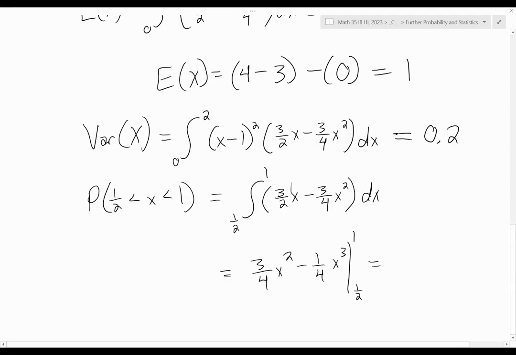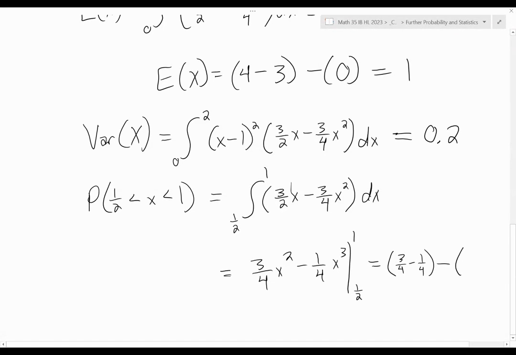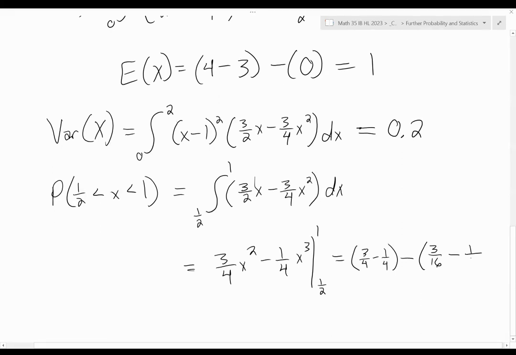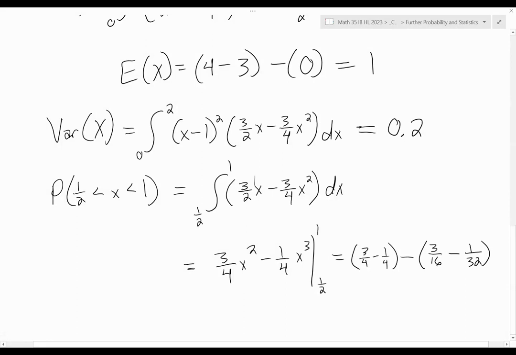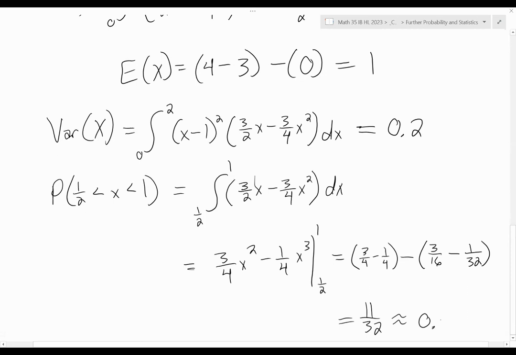I'm expecting to get a value between 0 and 1 because this is representing a probability. When it's evaluated at 1, we get 3/4 minus 1/4. When it's evaluated at a half, we get 3/16 minus 1/32. Very quickly to figure that out, 3/4 minus 1/4 is obviously 1/2, minus 3/16, minus 1/32. We get, as a fraction, exactly 11/32, or you could give it as a decimal, 0.344 if I round to 3 significant digits. So that is the probability that a value would be found between these two values.